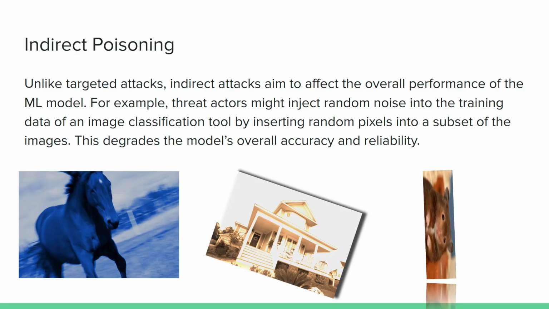This is more aimed at, as I mentioned before, just slowing down the model as a whole. The example we have here is an image model, obscuring the data, making it think horses are blue, houses are tilted, and mouses are tall instead of horizontal mice. But you're just messing with the training data, injecting more random noise so the models cannot train as efficiently or as accurately. This is honestly what we're seeing right now with LLMs.